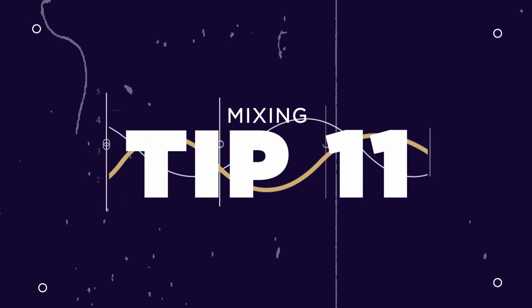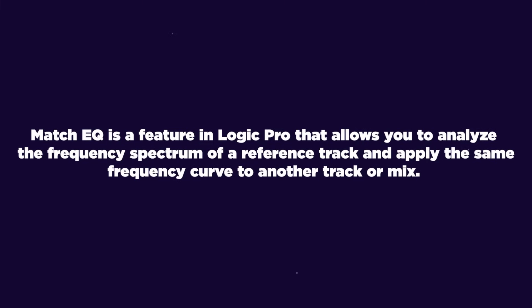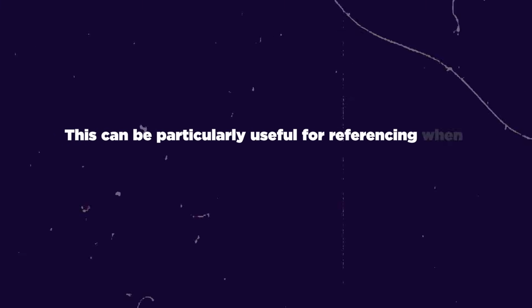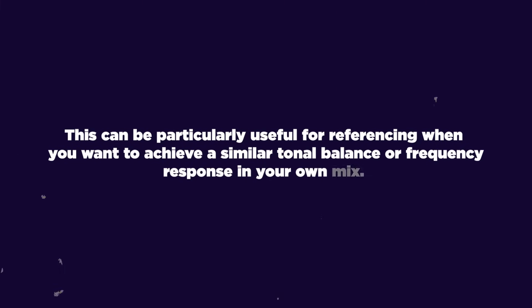Tip 11 is to use Match EQ for referencing. Match EQ in Logic Pro is a feature that allows you to analyze the frequency spectrum of a reference track and apply the same frequency curve to another track or mix. This can be particularly useful for referencing when you want to achieve a similar tonal balance or frequency response in your own mix. This can also be used for learning purposes as well.